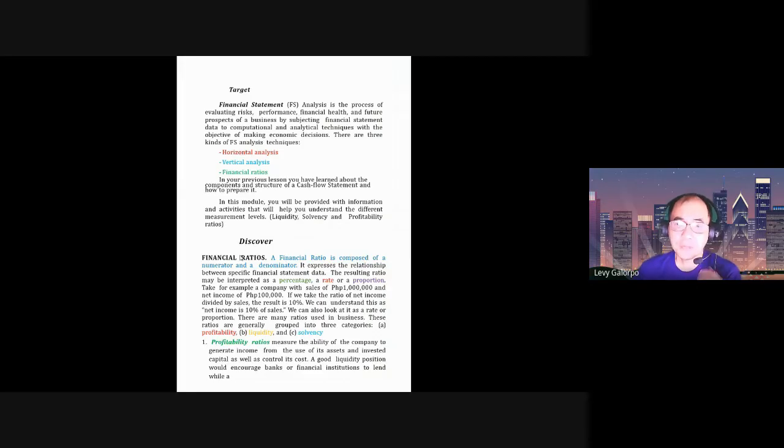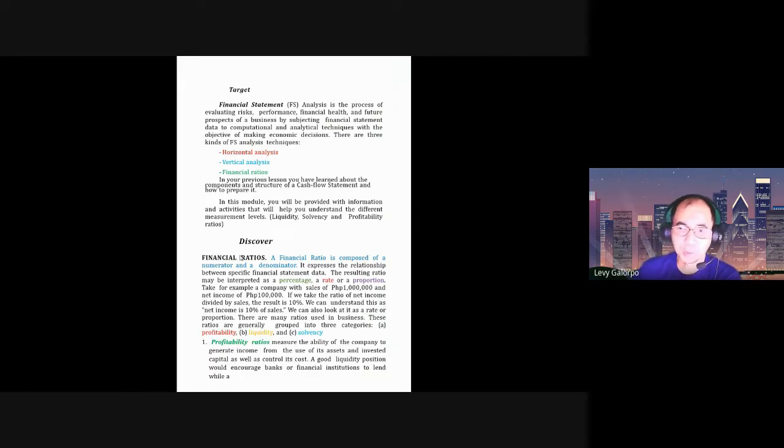Okay? A financial ratio is composed of a numerator and a denominator. So, ganun lang siya, di ba? We will get back to our business math lessons, di ba? Ratio, tapos proportion, tapos meron tayong percentage. Ayan, no? Babalikan natin yan. Diyan natin ma-encounter ang mga pag-a-analyze ng financial statement. Okay.